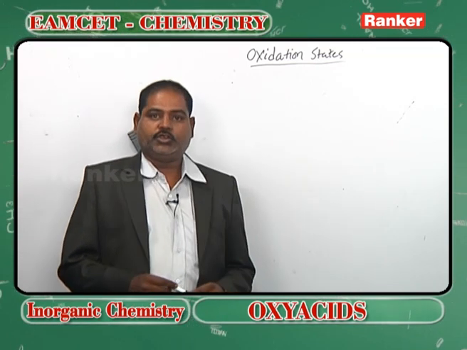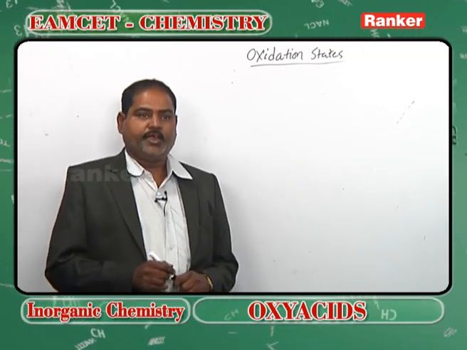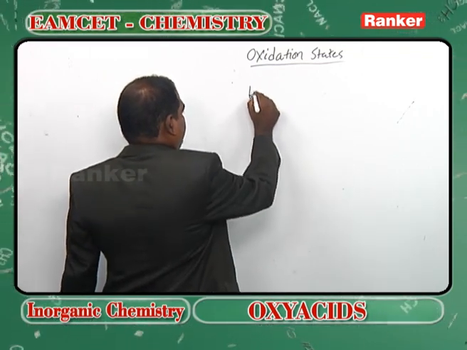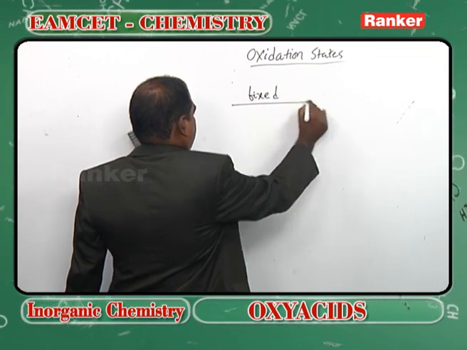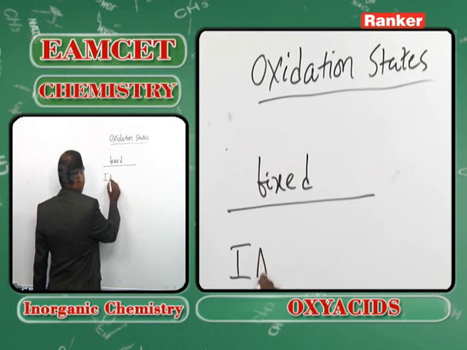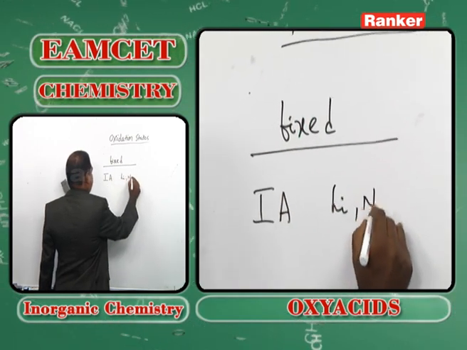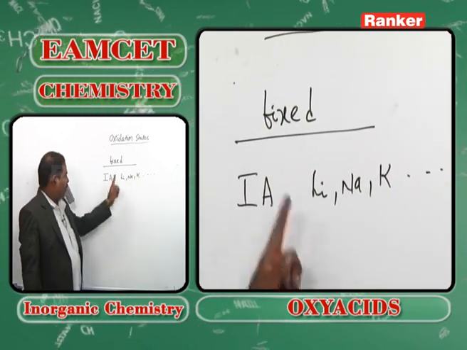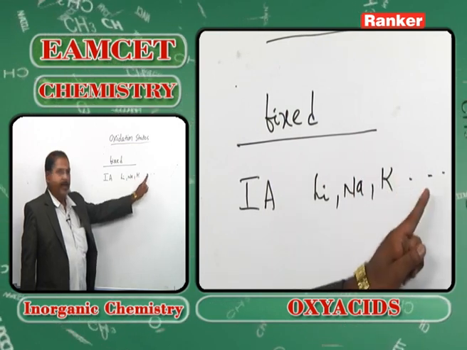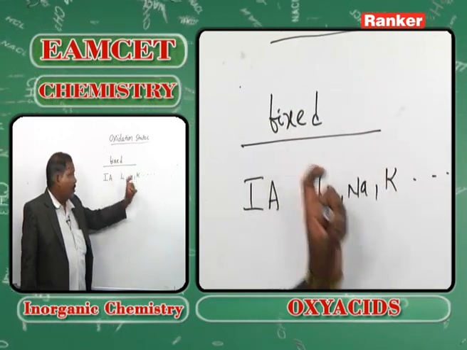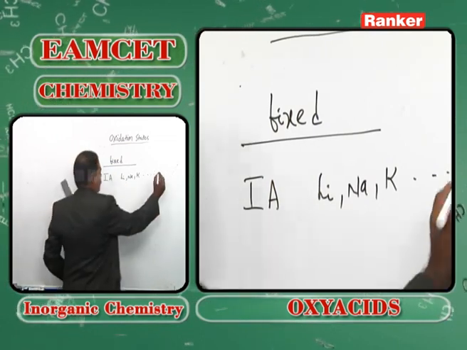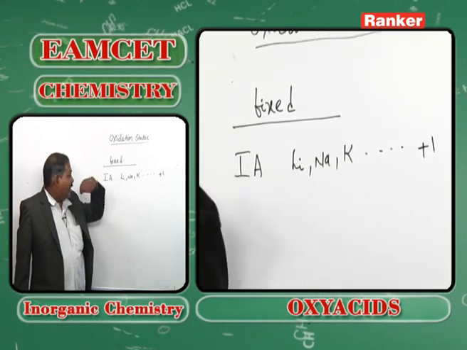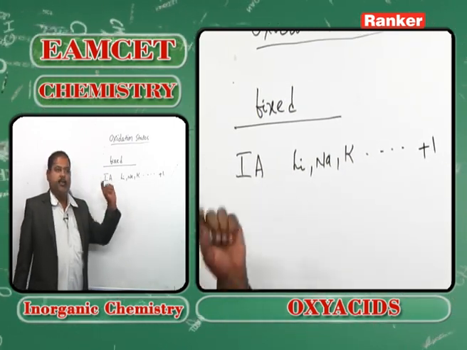We look at oxidation states, and most of the oxidation states relating to oxyacids. Look here. Some elements have fixed oxidation states. Who are they? Elements of 1A: lithium, sodium, potassium, rubidium, cesium, francium, which are called alkali metals. They always have a fixed oxidation state of +1. What I mean to tell you is, in any compound they are always taken as +1.